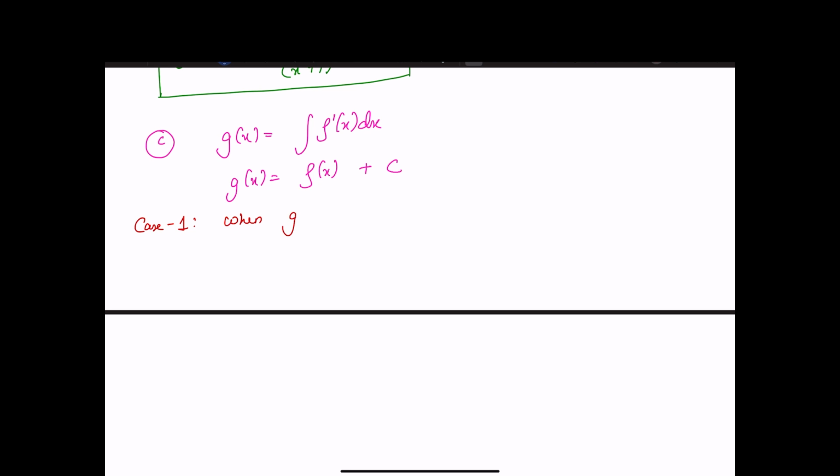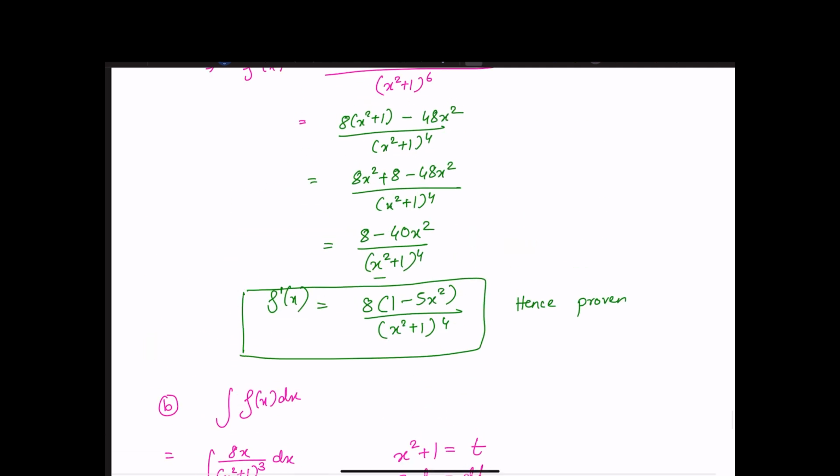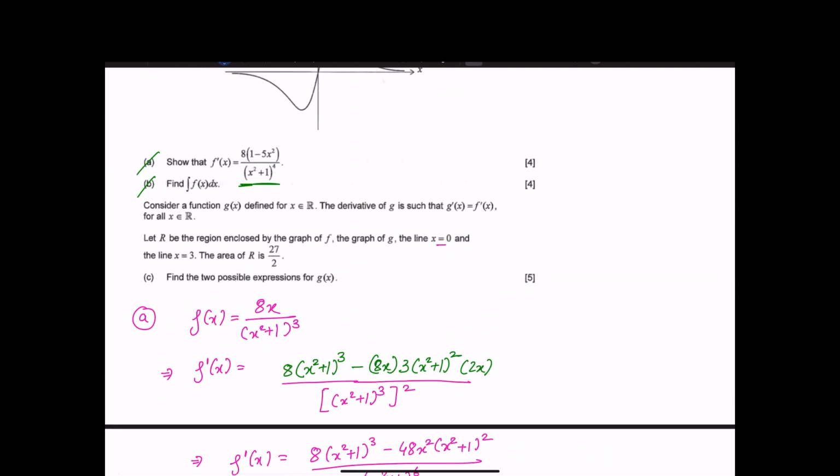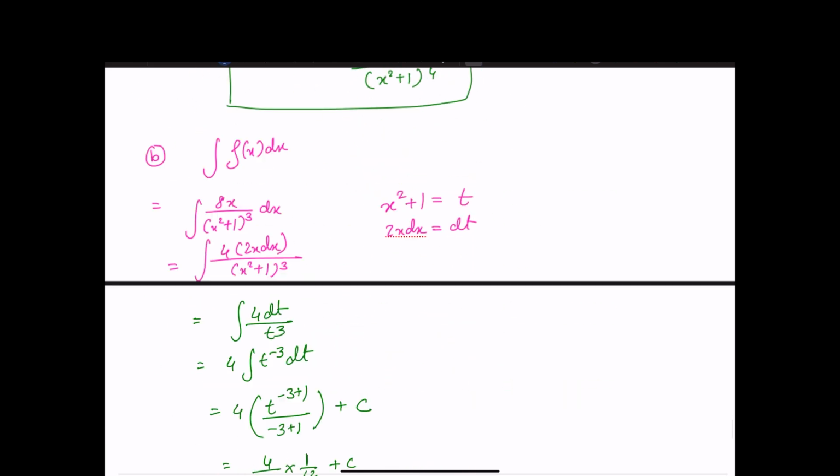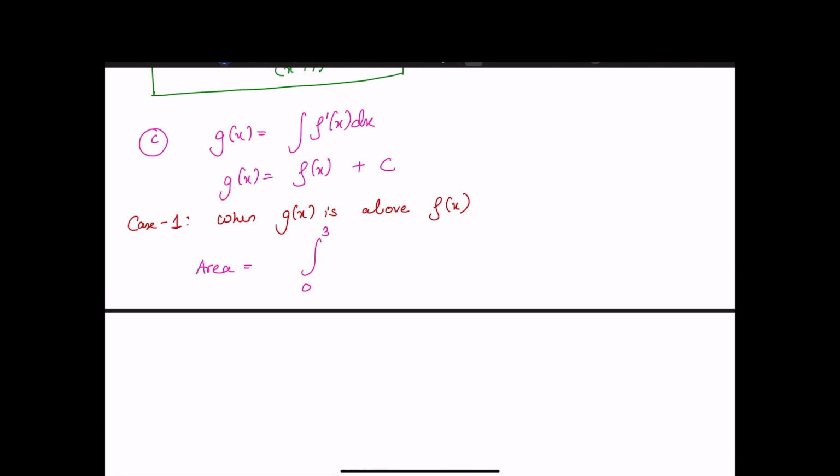When gx is above fx, in this case your area would be the integral. So what were the limits? Between x equals 0 to 3. The value was 27 by 2. So the integral from 0 to 3 of gx minus fx dx. So area is 27 by 2. So the integral from 0 to 3 of (fx plus c) minus fx dx.